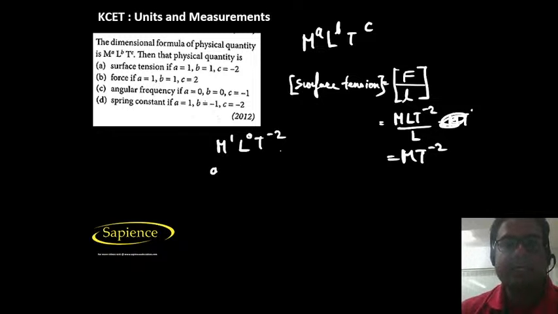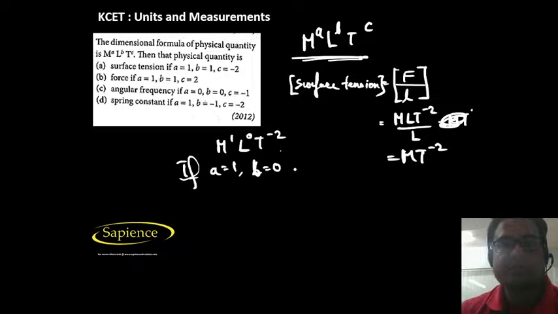So here A should be equal to 1, since it is written M^A L^B T^C. If A is 1, B is 0 and C is minus 2, only then can we say that the dimensional formula of that physical quantity is that of surface tension, if these are the set of values of A, B and C.